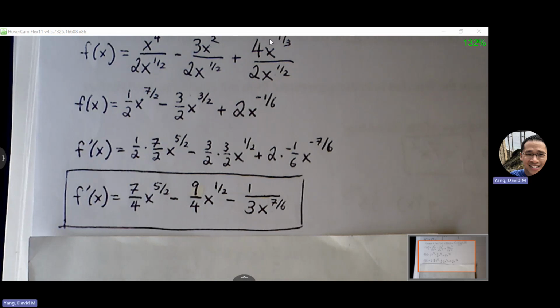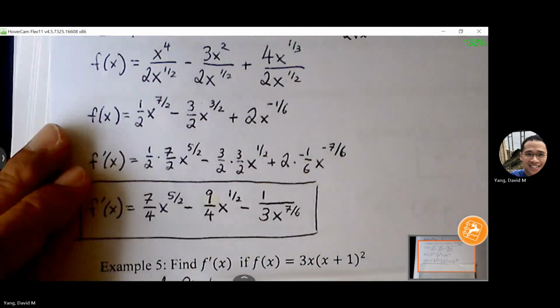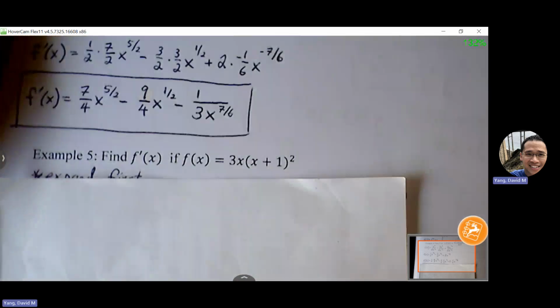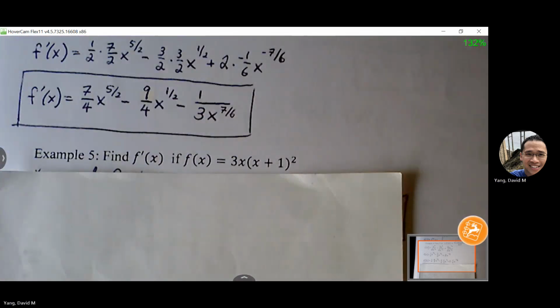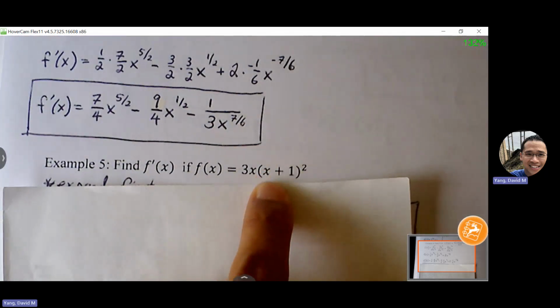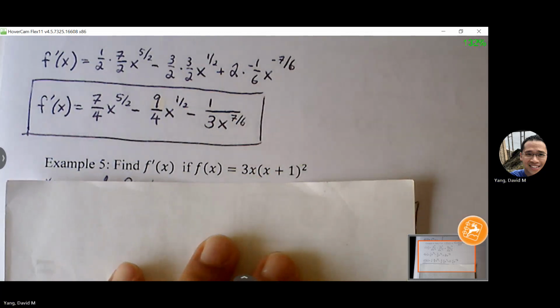Okay. Any questions? All right, example 5. Find f prime if our function is 3x times x plus 1 squared. We want to go through power rule, but what's standing in the way?